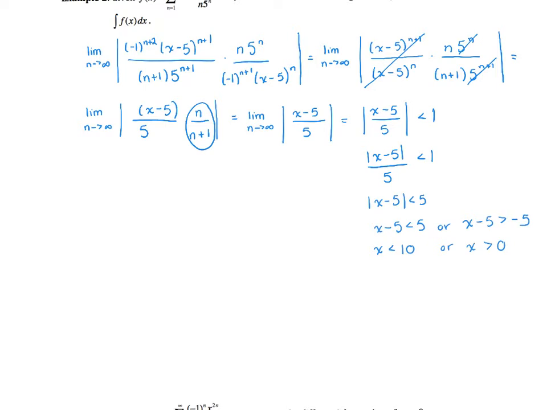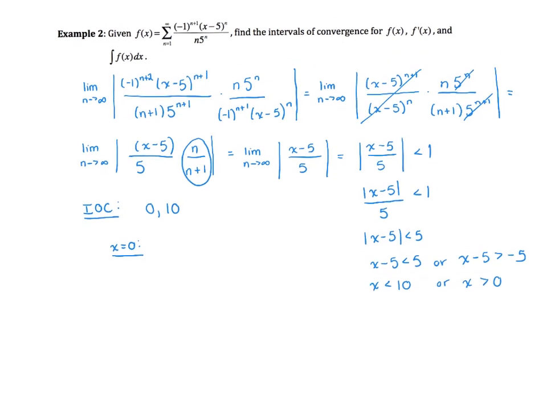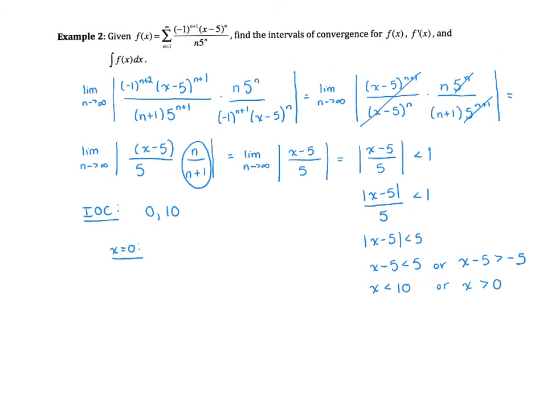Now, in terms of our interval of convergence, we know it's going to be from 0 to 10. We just have to check the endpoints. So let's check x equals 0. This will be fun. When x equals 0, in our original function, let's see what that generates. We have the sum from n equals 1 to infinity of negative 1 to the n, negative 5 to the n, over n times 5 to the n.